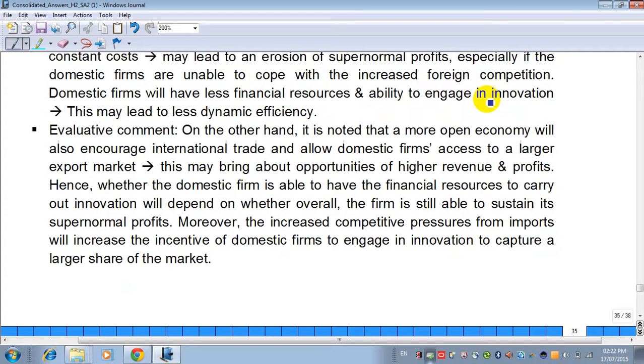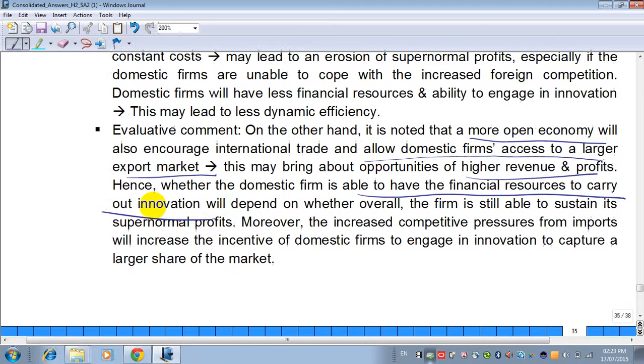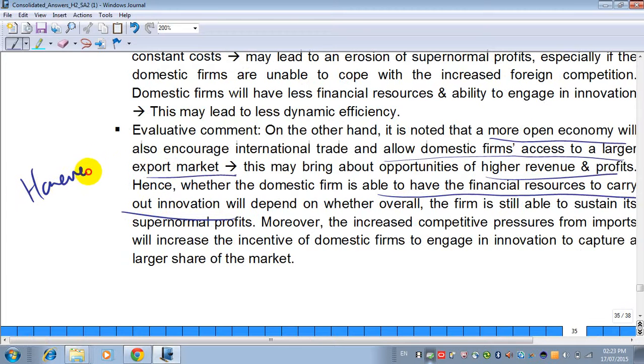And you know, boys and girls, I've said before that the 4 marks that you get for evaluation can also come from clever comments that you insert throughout the essay. You can say that on the other hand, a more open economy would allow domestic firms access to a larger export market. They have higher revenue and profits. And if they have higher profits, they have more financial resources to carry out their innovation. I repeat, with international trade, they are selling more exports, earning more revenue and more profits, and they have more financial resources to fund their innovation, and therefore they might be more dynamically efficient. So I evaluate by saying, however, I know that I said that the openness could cause it to become more dynamically inefficient.